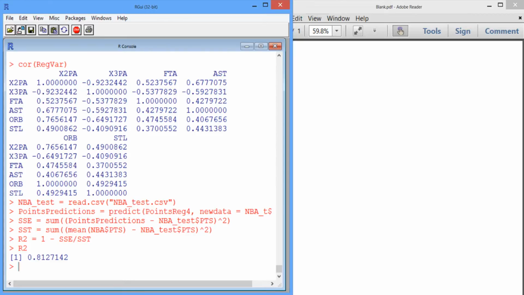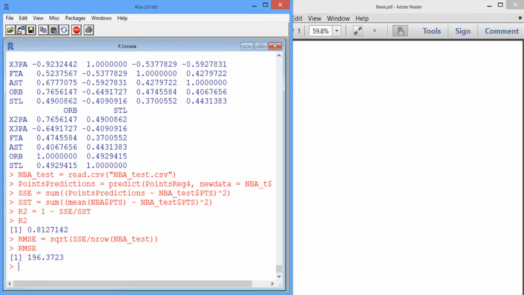We can also calculate the root mean squared error the same way as before. Root mean squared error is going to be the square root of the sum of squared errors divided by n, which is the number of rows in our test data set. Okay. And the root mean squared error here is 196.37. So it's a little bit higher than before, but it's not too bad. We're making an average error of about 196 points. We'll stop here for now. Good luck with the homework.